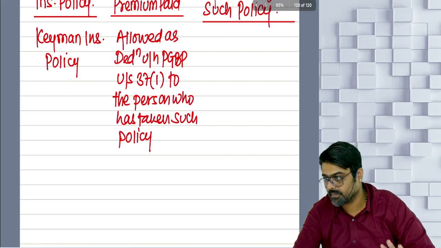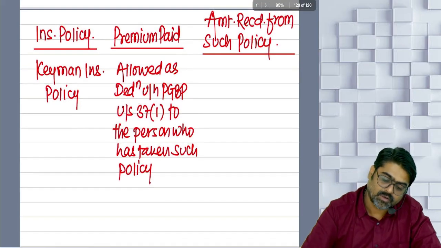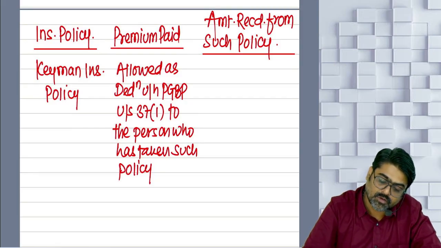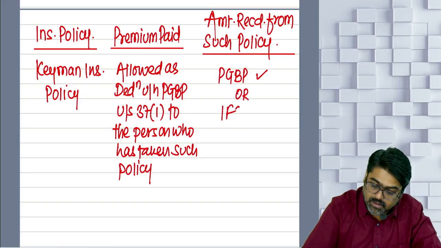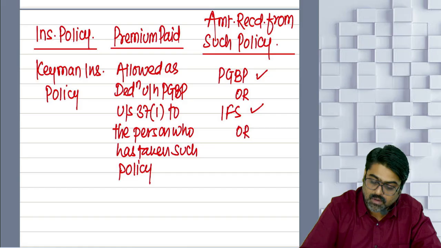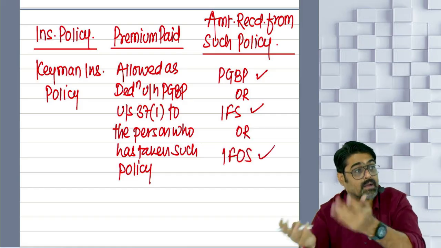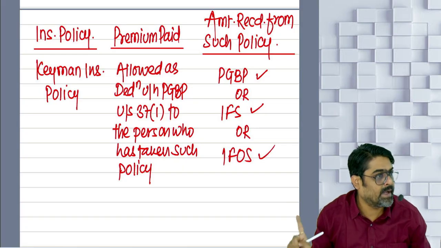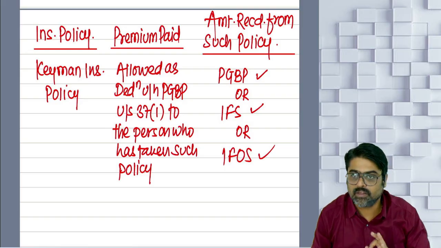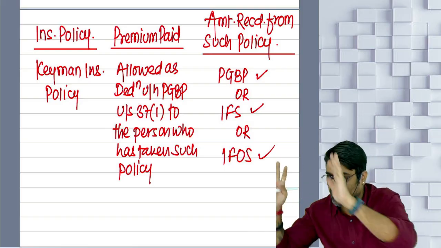Done, sir? Now pay attention. Amount received from a Keyman insurance policy, tell me. If it is received by the person taking the policy, then it can be your PGBP, or it can be your income from salary, or it can be taxable under the head IFRS also. Entire amount will be taxable. No exemption of that amount in any case. Understanding? It will always be taxable. So this is the end of Keyman insurance policy.